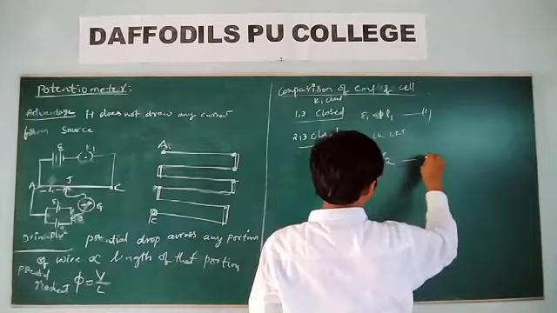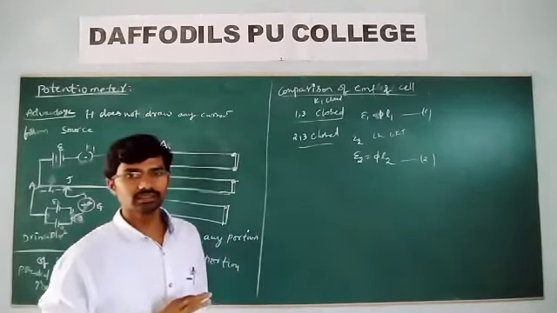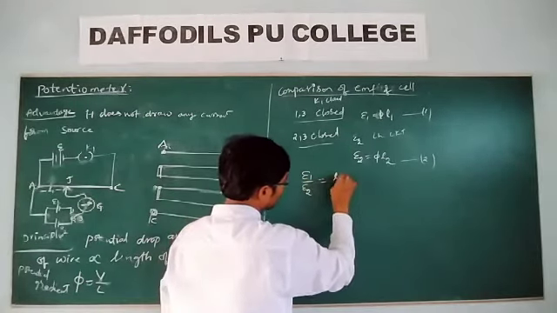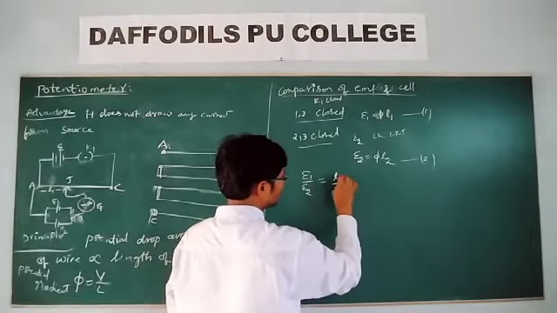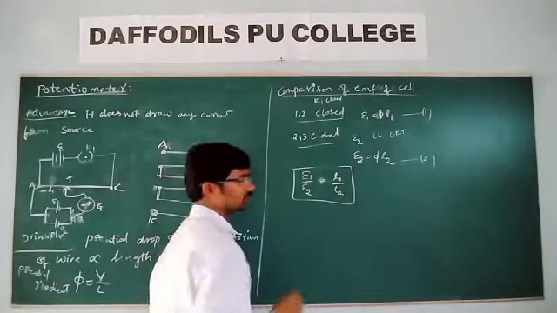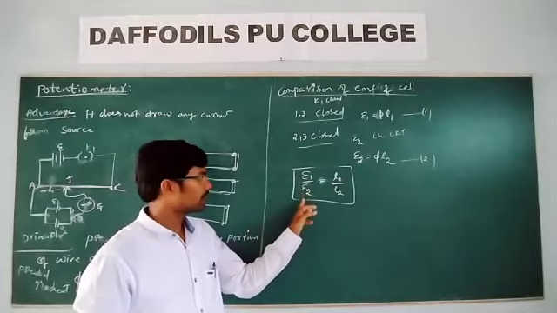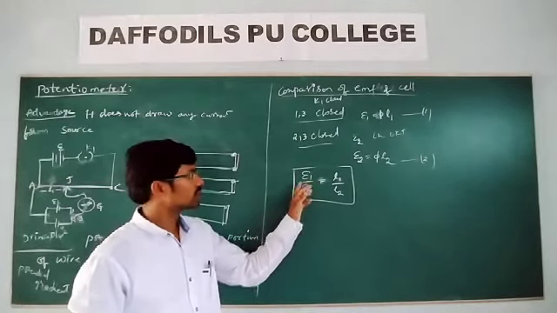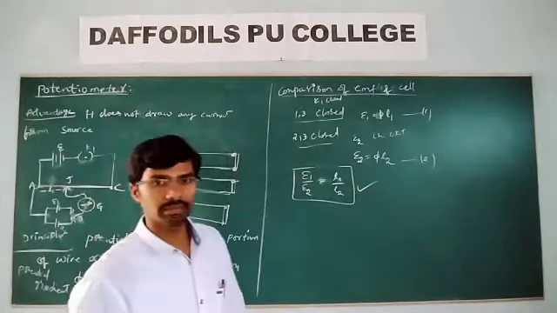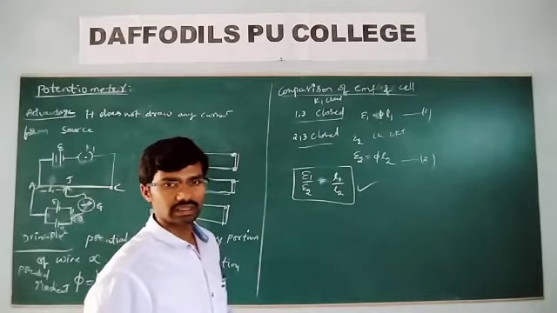From the first equation and the second, the potential gradient remains the same for that instrument. So E1 by E2 is equal to L1 by L2. This is the comparison of E1 and E2. In general, if you know one cell's value and the other cell is unknown, they can be compared. E1 by E2 is equal to L1 by L2. If the L1 and L2 values are known, E1 and E2 can be compared.